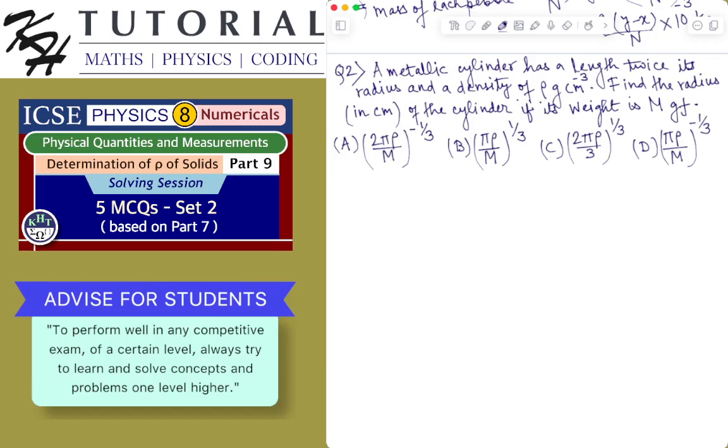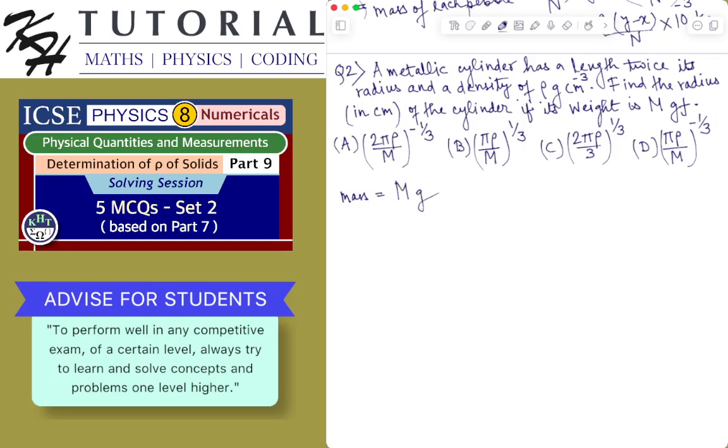Okay, so the question has asked to find the radius. First of all, the mass. Now the weight is already given as capital M gf. So the mass is m gram. Mass of the cylinder is m gram.